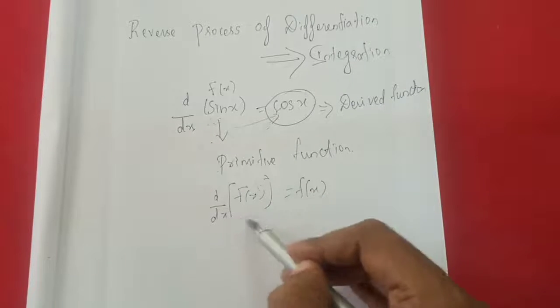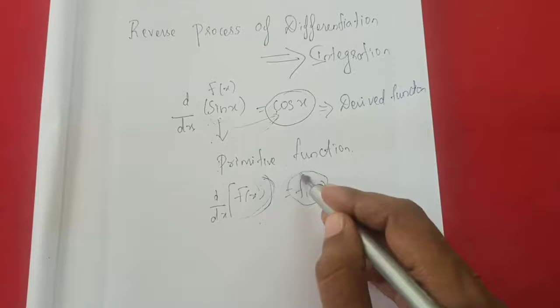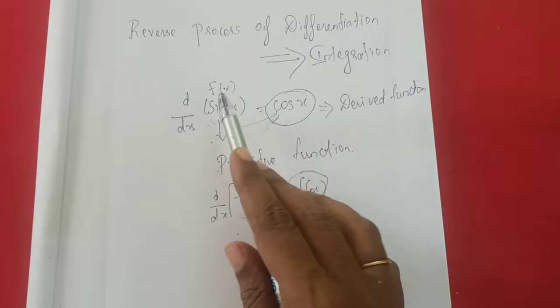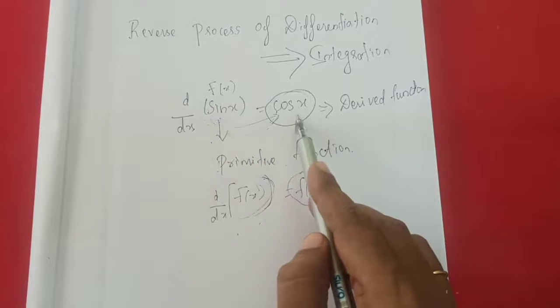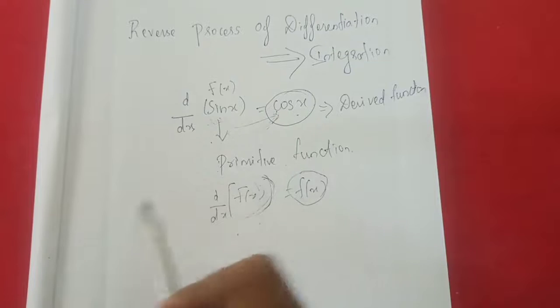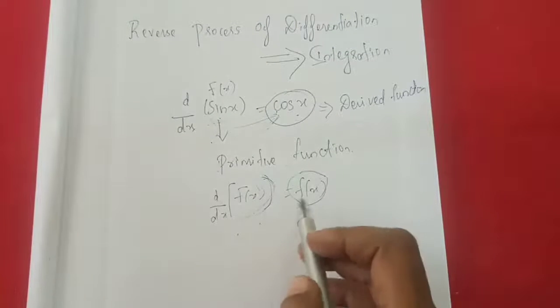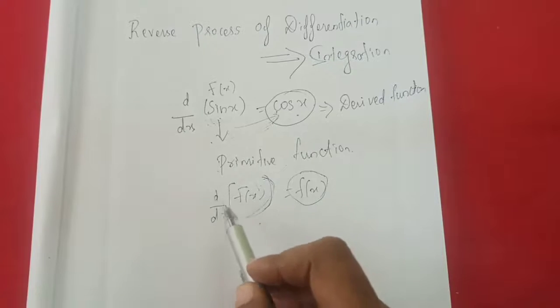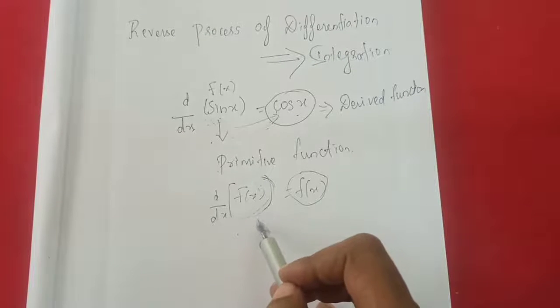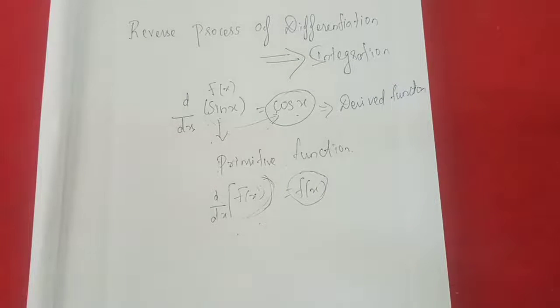So here this capital F of x is called the primitive function. This small f of x is called the derived function. Okay. So d by dx of capital F of x is equal to small f of x. So the function capital F of x is said to be the primitive function of the derived function if d by dx of capital F of x is equal to small f of x. Okay. Understand?